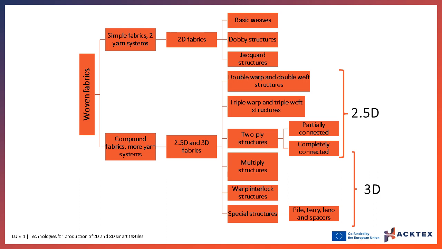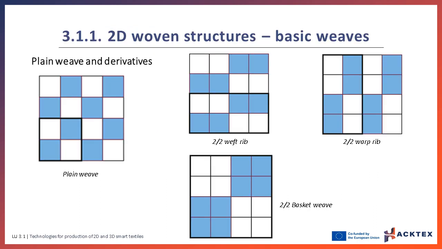Warp interlock structures are obtained when several warp systems are interlaced with several systems of weft yarns. Special structures refer to pile, terry, leno and spacer. 2D woven structures, basic weaves.